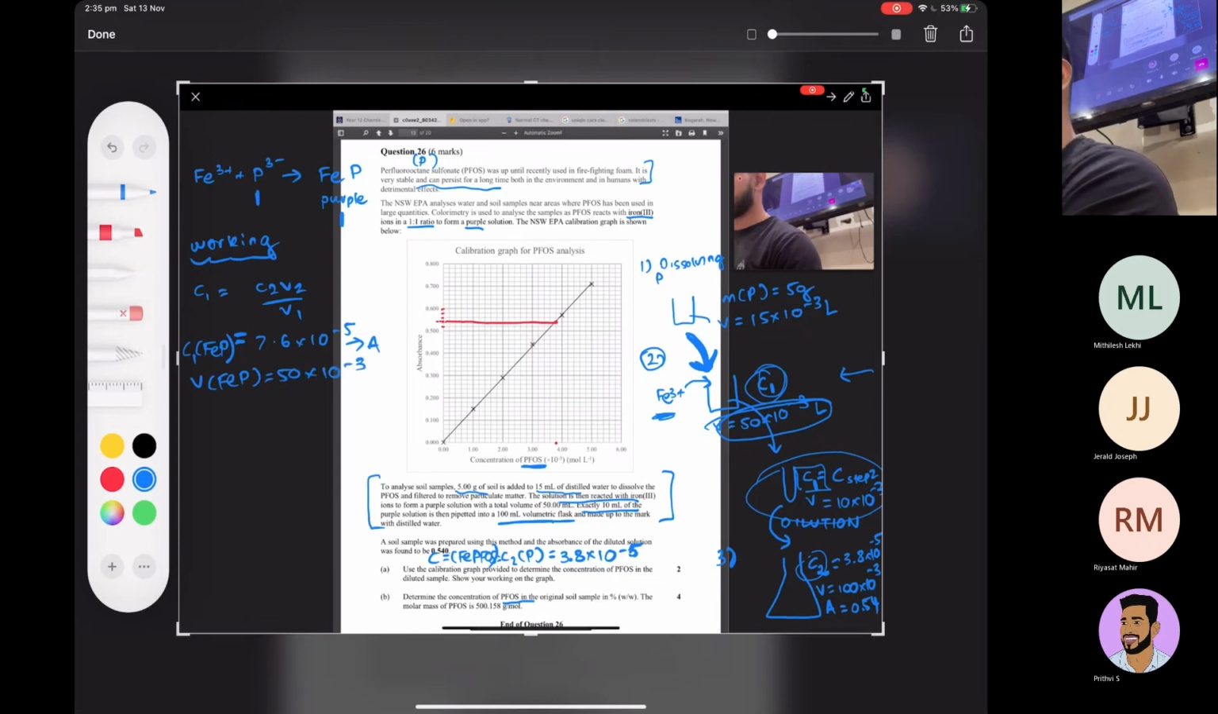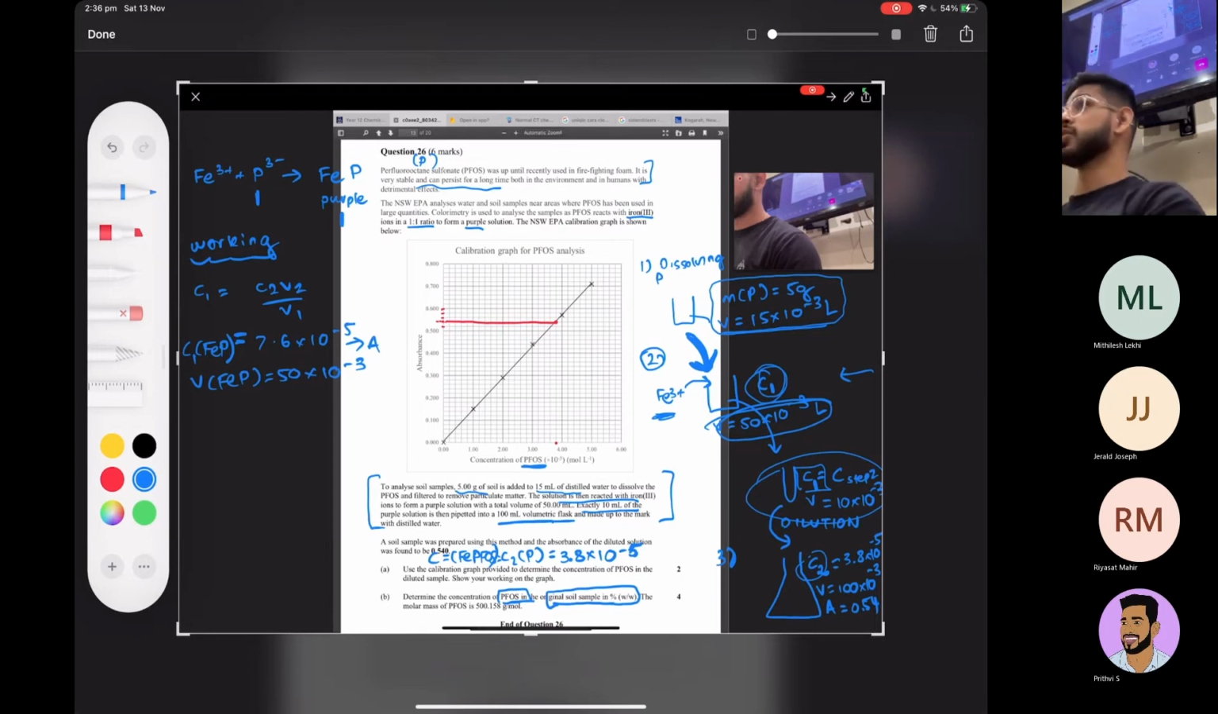Now, what do we need to find? Okay, we can find N, and then what can we do? Okay, now let's just be cautious of what happened here. So we've had P, and at this step, we added Fe3+ until it was made up to 50 ml, right? Now, what are they asking in this question? What is the concentration of PFOS in the original soil sample, percentage W/W? What does that mean? What per 100 grams? Grams per 100 grams.